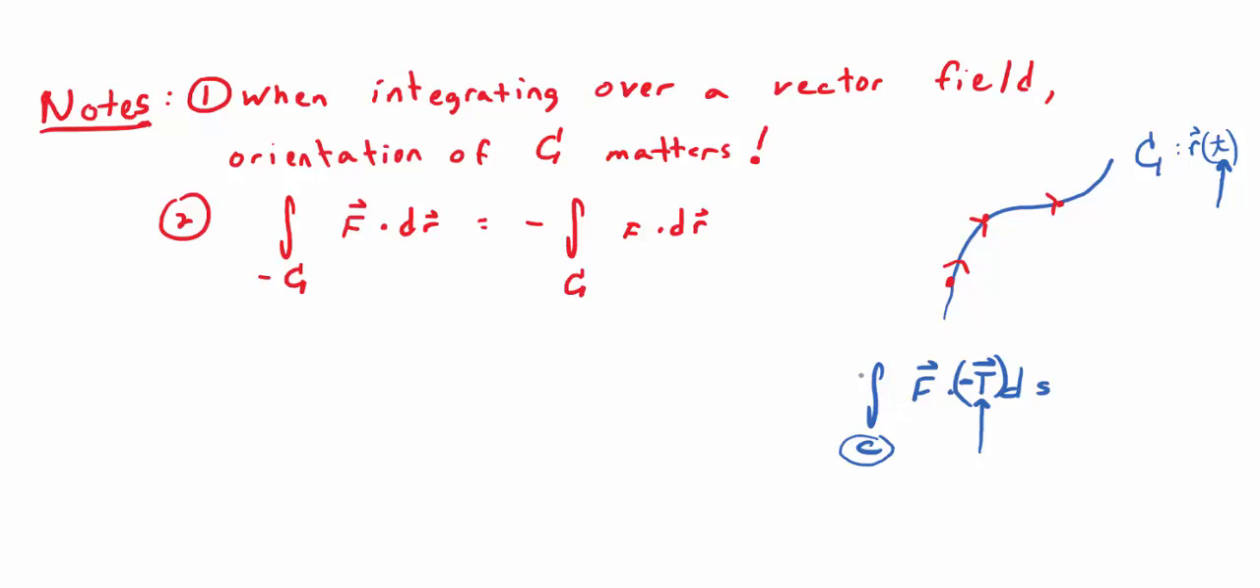And if you integrate, well, note number two actually tells us symbolically what happens. If you integrate over negative C of f dot dr, in other words, if you take the line integral over the vector field and you're integrating over C, or in this case negative C, then the value of that integral is going to be the opposite of what you would get if you integrate over C.